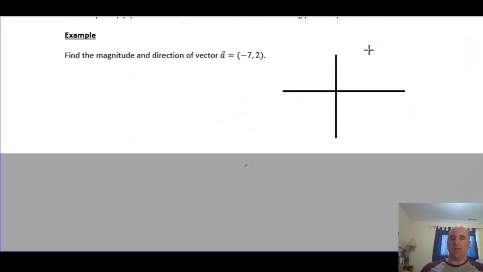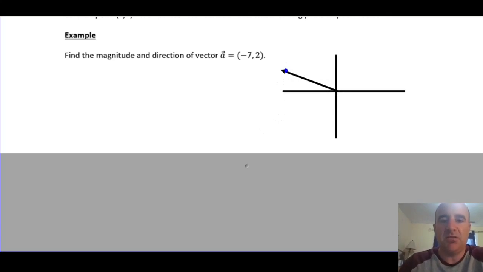So in this example, we're given vector A, which is an algebraic vector, and we're asked to find its magnitude and direction. You might want to find the magnitude of an algebraic vector, so it's useful to be able to do that. And when you find its direction as well, it's almost like giving a geometric interpretation of this algebraic vector. So let's just start by sketching it. If it's (-7, 2), that means that it lands on the point (-7, 2). So it probably looks something like that. Of course, this point right here is (-7, 2).